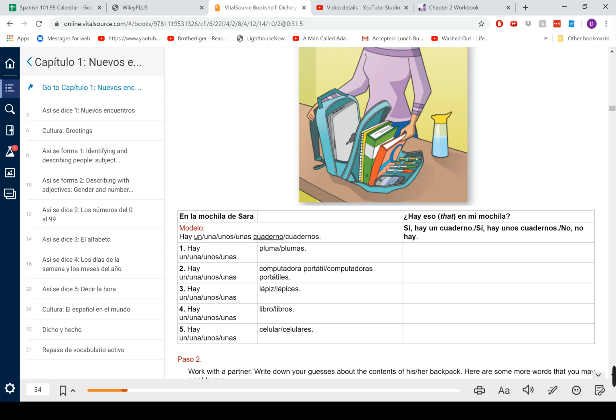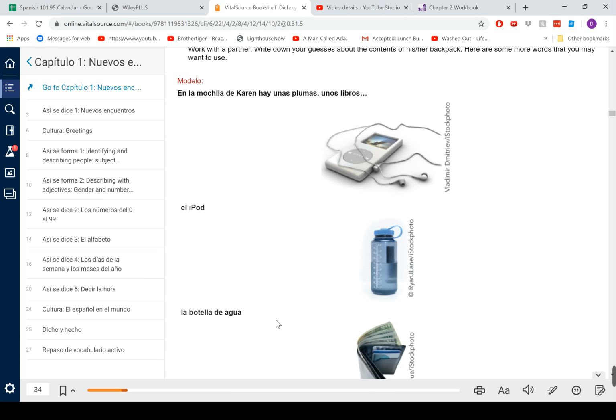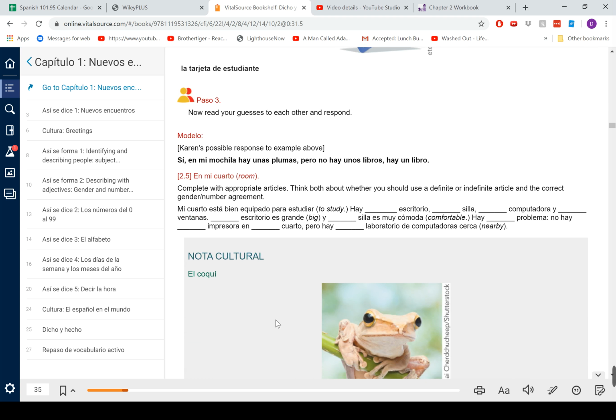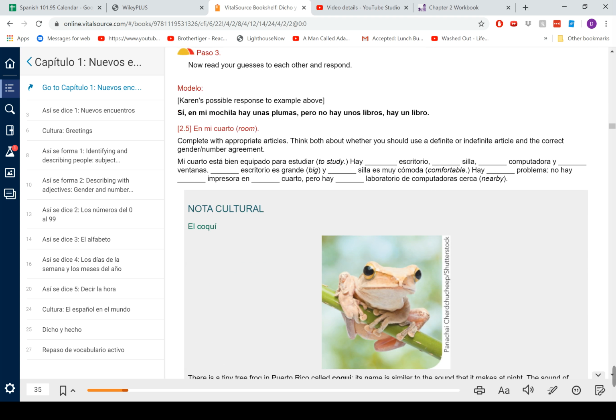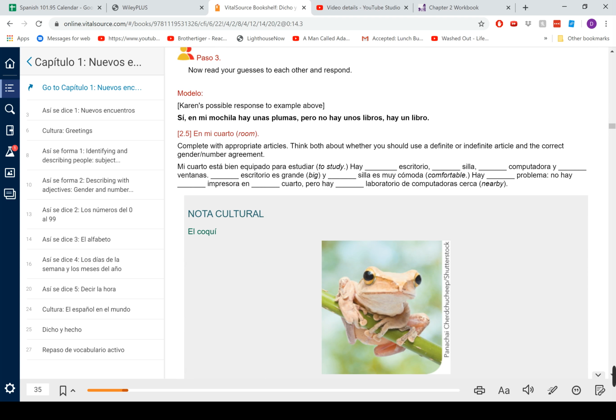Celular. Is that a celular? That is a celular. Some of these drawings are horrid, but there's only one, right? Hay un celular. There's only one. Muy bien. Vamos a continuar con, we're going to skip all this to 2.5, en mi cuarto. So I want you to pause the video, and here in the blanks, you're going to use the definite or indefinite article and the correct number and gender for agreement. So pause the video, and then we'll go over it.